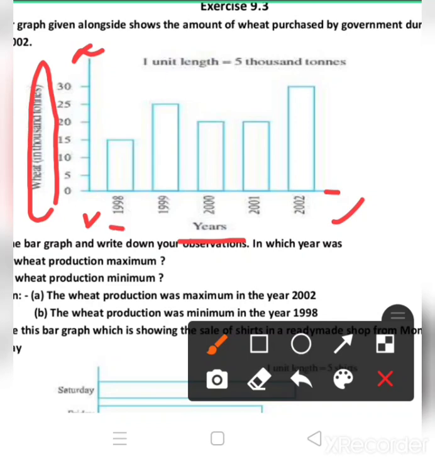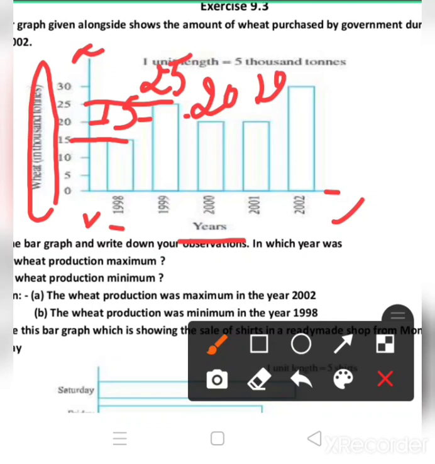In 1998 the purchase of wheat is 15,000 ton. In 1999 the purchase of wheat is 25,000 ton. In 2000 the purchase of wheat is 20,000 ton. In 2001 again the same purchase of wheat, 20,000 ton, and in 2002 the purchase of wheat is 30,000 ton.